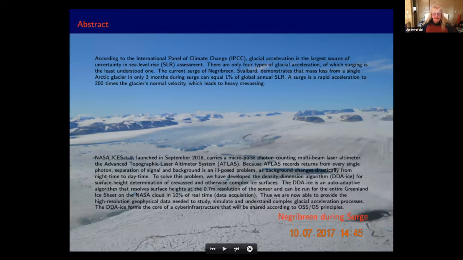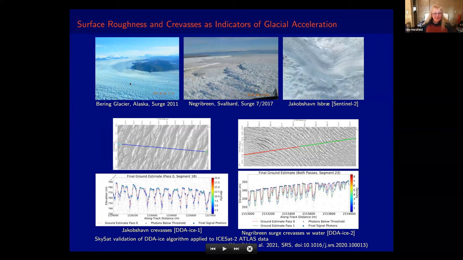Here is kind of a summary of the capabilities of the DDA for NASA's ICESat-2 and for studying surge-type glaciers and other types of accelerations. On the left, we see the Bering Glacier system in Alaska during the surge in 2011. In the center, we see Negribreen, obviously the fast moving ice on the right and the slow moving ice on the left. And Jakobshavn, always a good example to compare against.